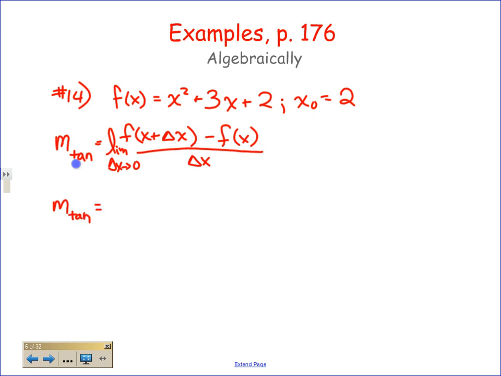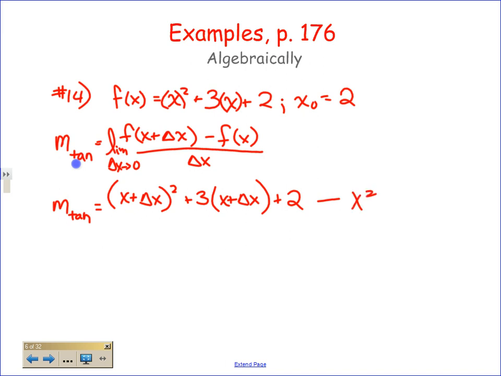We basically did. It's just going to look a little funny because we have a delta x. If you don't like them, once again, make them an h. But otherwise, I can go ahead and plug them in, simplify, take my limit, and solve. So I end up with x plus delta x squared plus 3 times x plus delta x plus 2 minus, that's just my f of x plus delta x, minus f of x.